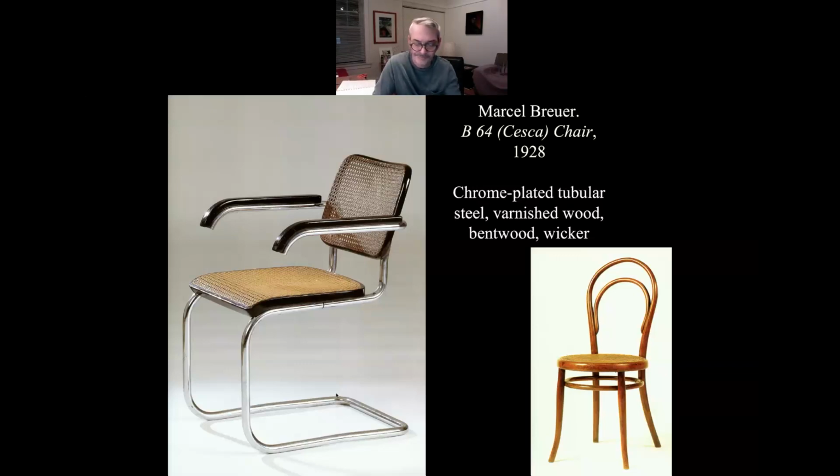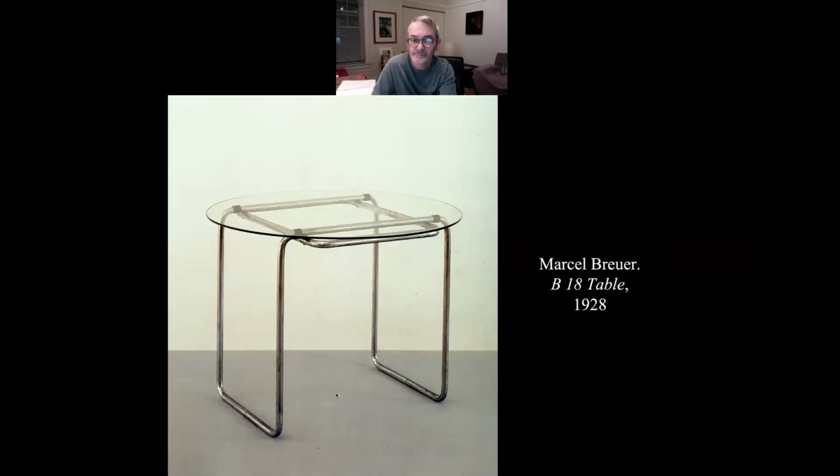Marcel Breuer table. Glass and steel. So we're getting into the era of glass, steel, concrete. And some of these pieces look a little clumsy, but they were early experiments. Some of them still were not working out how to do this efficiently.